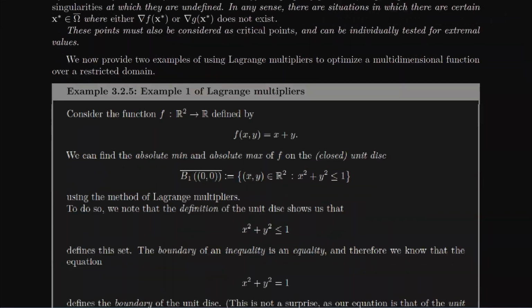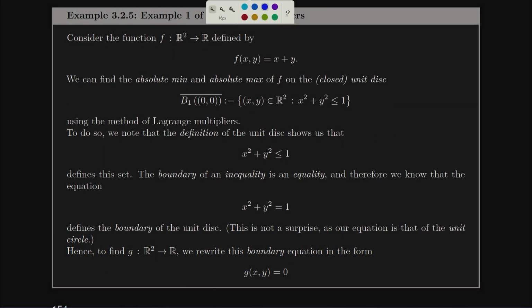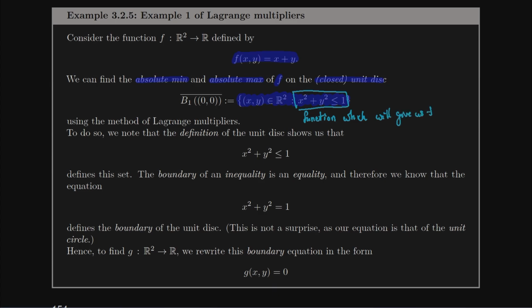When we apply that to this example, we start with the function we would like to optimize. Here that is f of x and y equals x plus y, so that's just going to be a plane. And then we want to find the absolute min and the absolute max of this function over the closed unit disk, which I've defined here. So here's the entire set, which defines the closed unit disk. But of course, we can identify here the function which will give us the constraint.